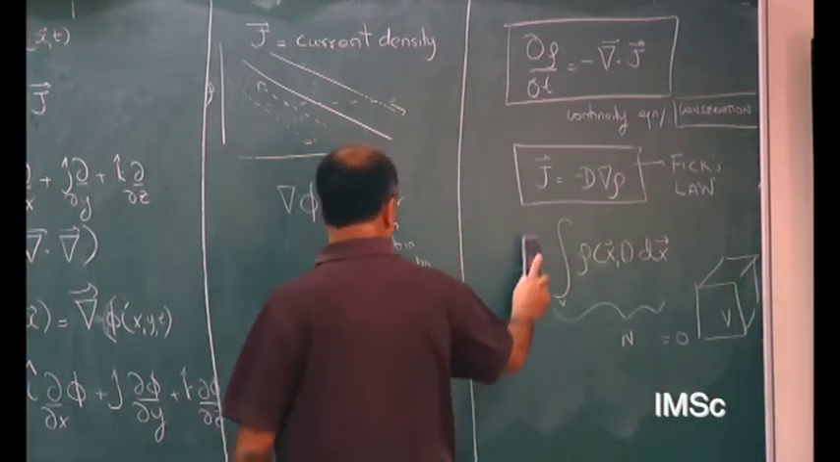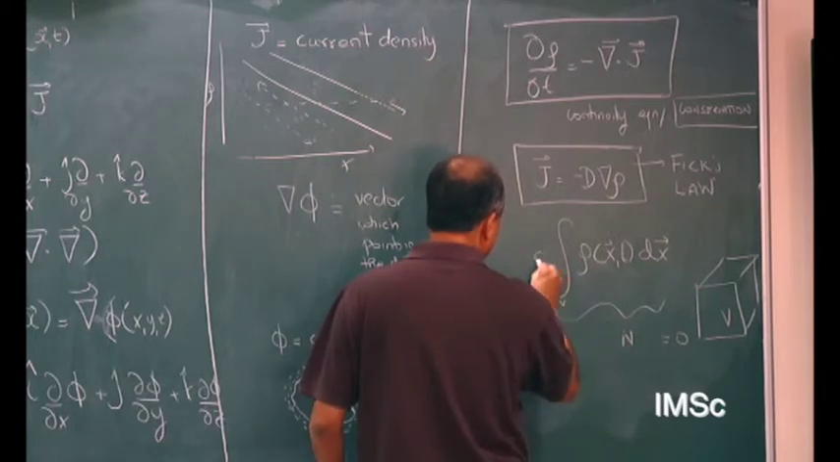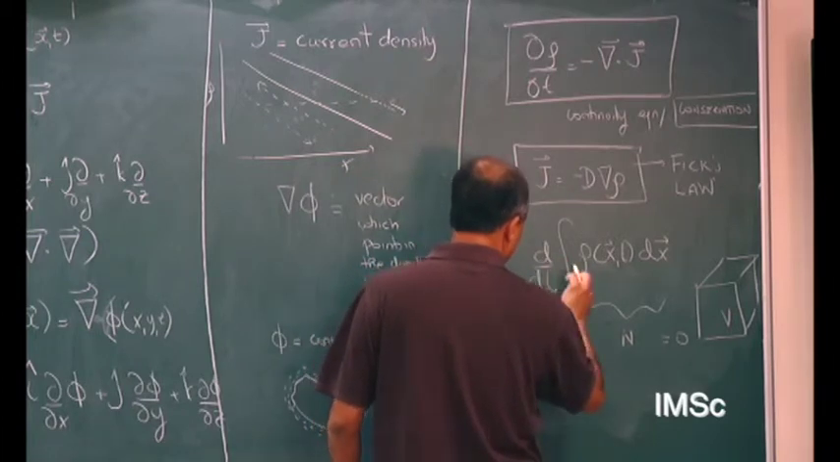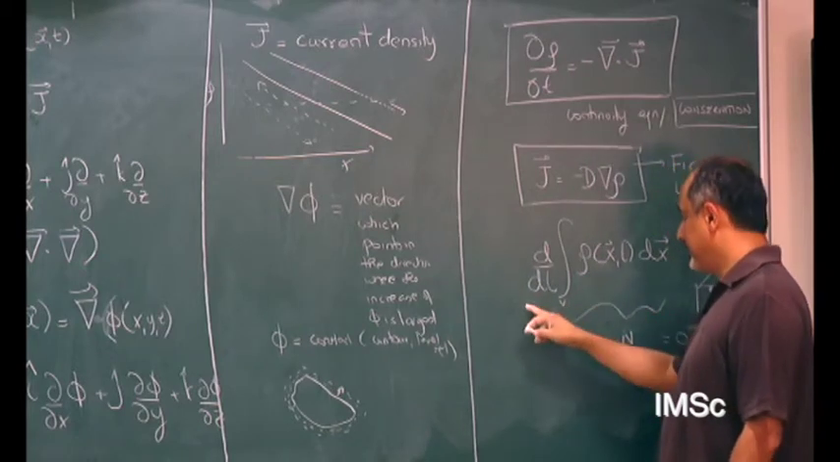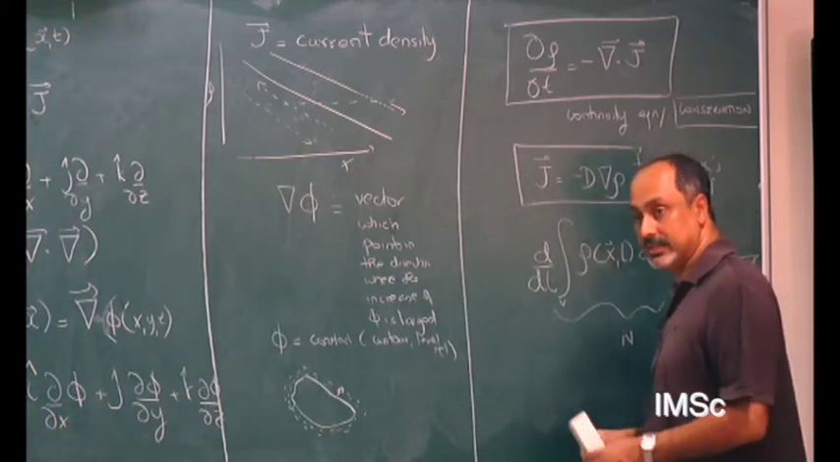Okay? So mathematically, I can put a d by dt here because this quantity, once I do the integral, is a function only of t. So there is no partial derivative. If I want to take it inside, then I write it del by del t.